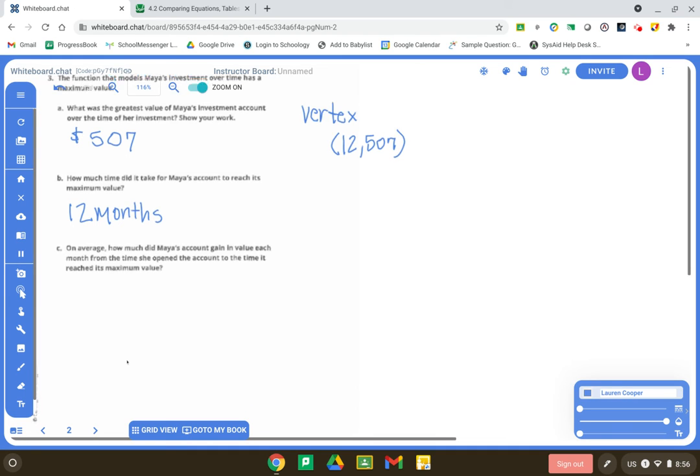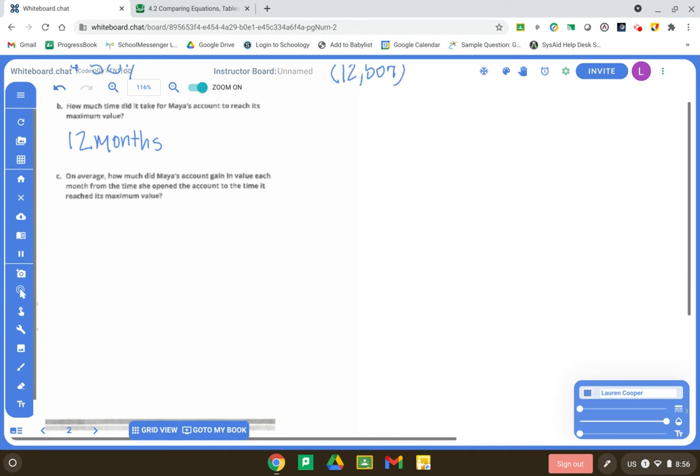Now, this next part is the part that's kind of new. So it says, on average, how much did Maya's account gain in each month from the time she opened the account to the time she reached its maximum? So what they want to know is from the initial value, which we said was 75, to 507, they want to know how much she gained. So what we have to do here, which we haven't done in a while, is when they're asking for an average like this, they want us to find the slope. And we did that back in first quarter or something.